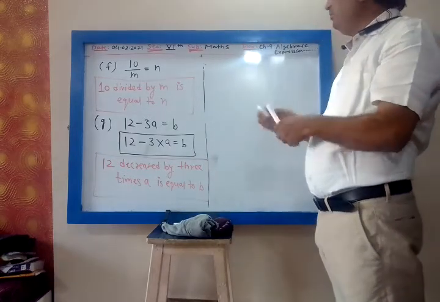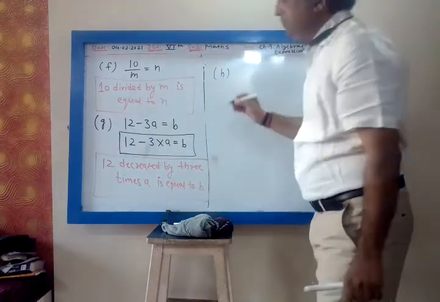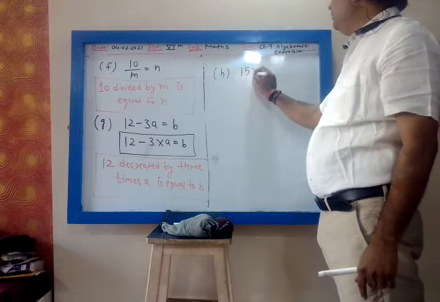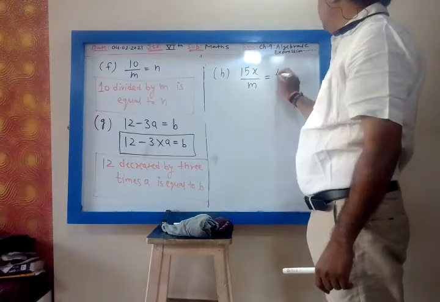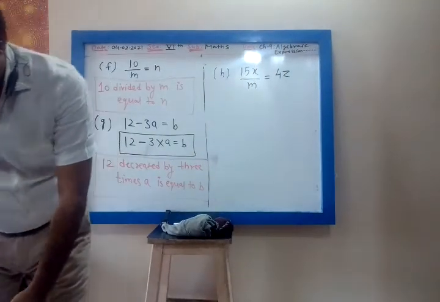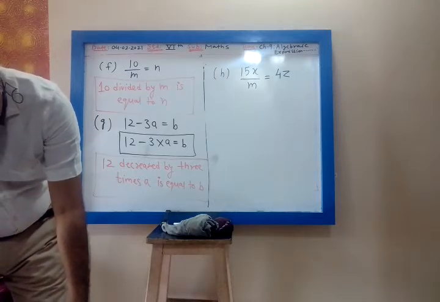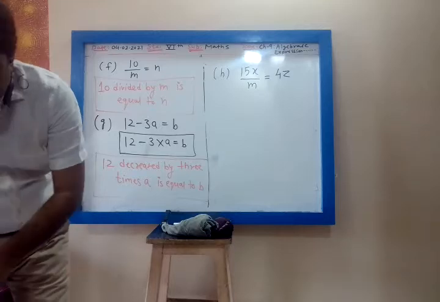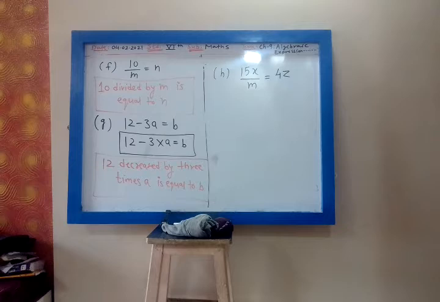Now H, 15x upon M is equal to 4z. 15x upon M. Board is clear. 15x upon M is equal to 4z.